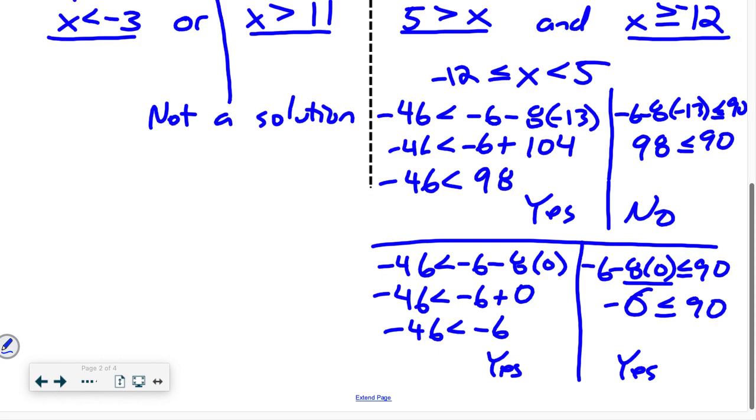This is all we have for today for compound inequalities. I want you to answer the quick follow-up questions, and we will continue our inequalities tomorrow.